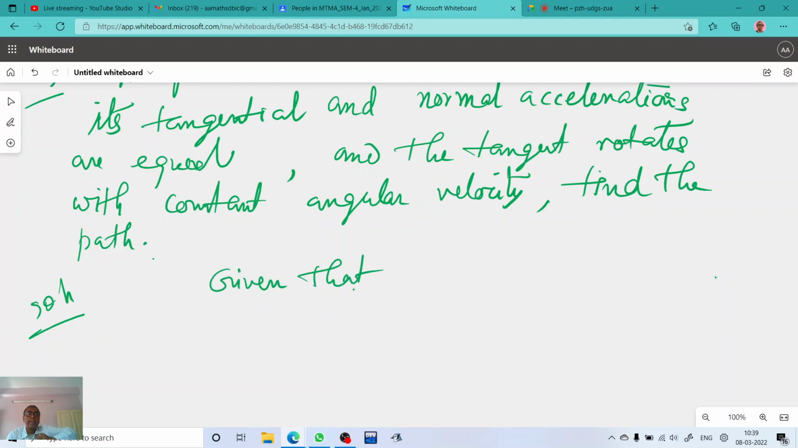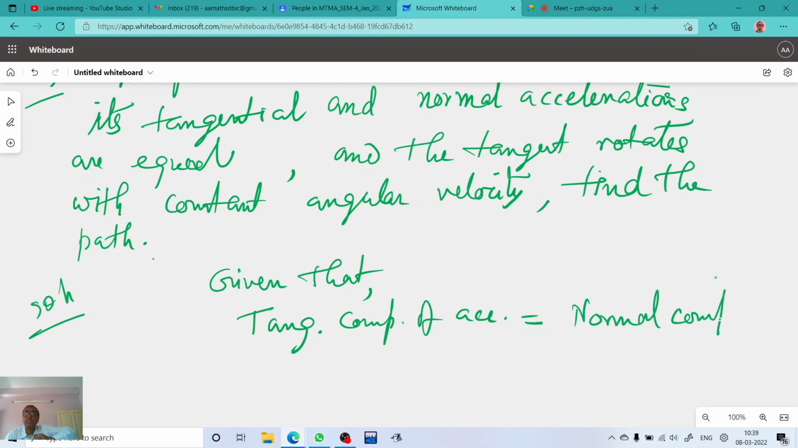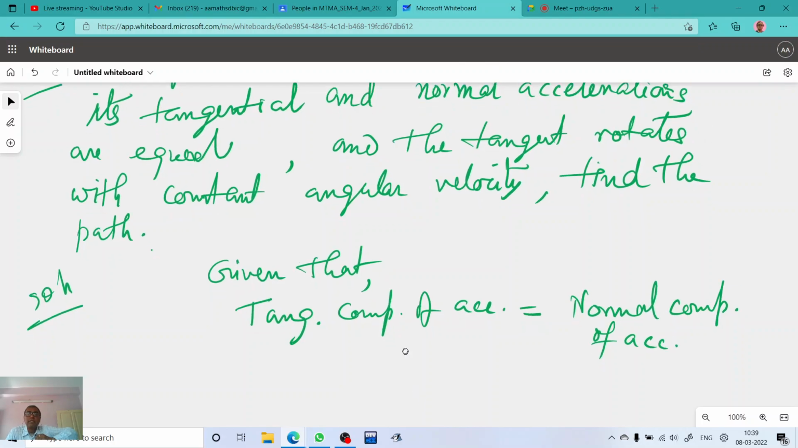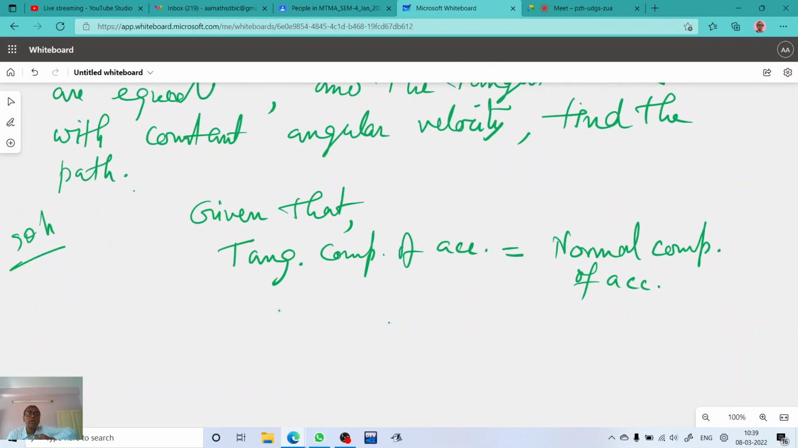Given that the tangential component of acceleration and the normal component of the acceleration are equal, তাহলে কি বলতে পারি আমরা? Normal component of acceleration equal. Tangential componentটা কি বলো? dv/dt, yes, আর normal component v square by rho.